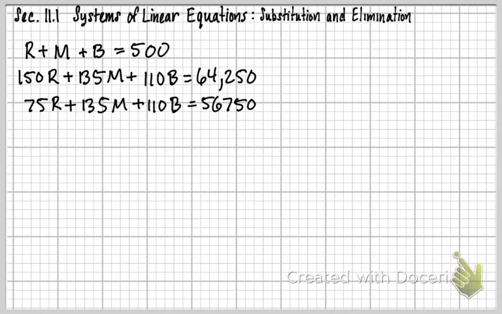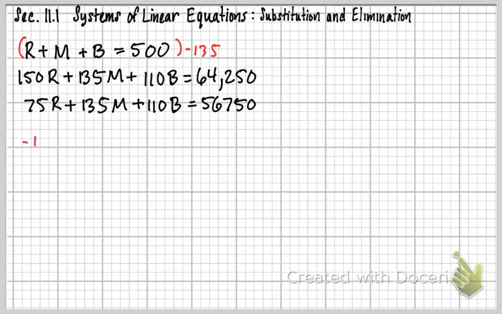Okay, so here they go. Now looking at this again, now that I have everything in order, I want to get rid of the B's. Take a look at those. That'll be easier there to get rid of the B's since the last two are 135M. So I can take the first two and get rid of the M's. And that means I'm going to multiply the top one by negative 135. So again, I'm going to just write this out.